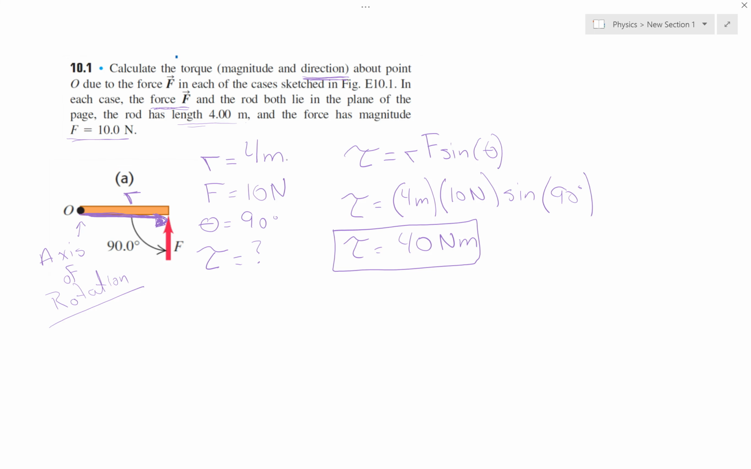So the direction of this, if we remember back when we were doing uniform circular motion, counterclockwise is positive and clockwise is negative. So the way that we would describe our direction is by leaving this value positive, because torque is a vector quantity. So the sign in front of the number is going to give us our direction. So this answer right here, 40 Newton meters, gives us both the magnitude, which is 40, and the direction, which is positive, so counterclockwise.